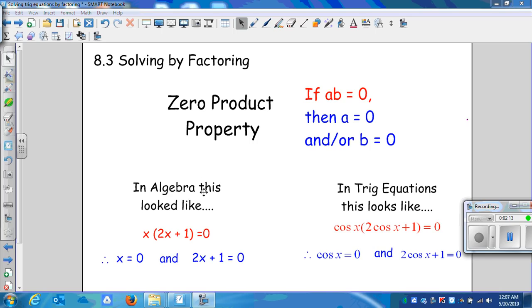In Algebra 1, this is what it looked like. This originally would have been 2x squared plus x equals 0. The greatest common factor was x, which is factored out. And you can see, therefore, x equals 0 and 2x plus 1 equals 0. You would finish the second equation and you would get a result of x equals negative 1/2. This second equation is a factored trig equation, where you take each factor and set equal to 0 and finish off from there. You would be able to find those angles where the cosine of x equals 0 and 2 cosine x plus 1 equals 0.